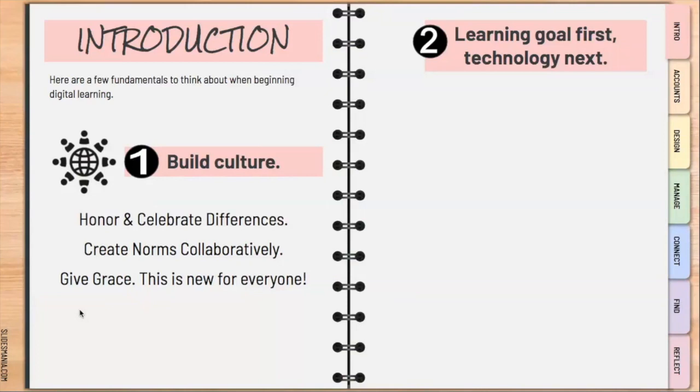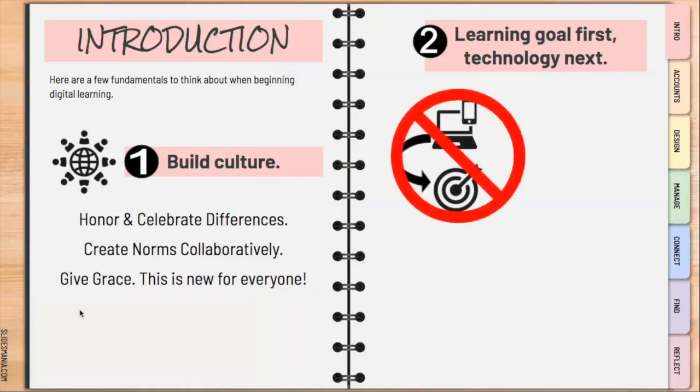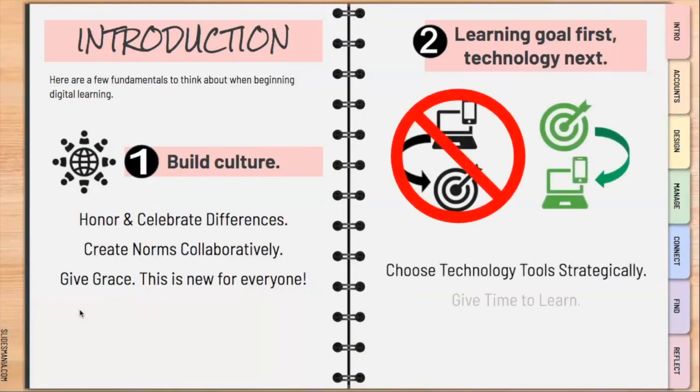The other piece to think about when you're considering digital learning is considering the goal of the learning first and the technology next. It's not ever important to think about, I know how to use Padlet, for example, in my classroom. How can I use it with my students? You really should think the opposite way. You should think more about what your learning goal is first. So, for example, I am really interested in collaborating with my students. What tools do I know about that will help me do that?